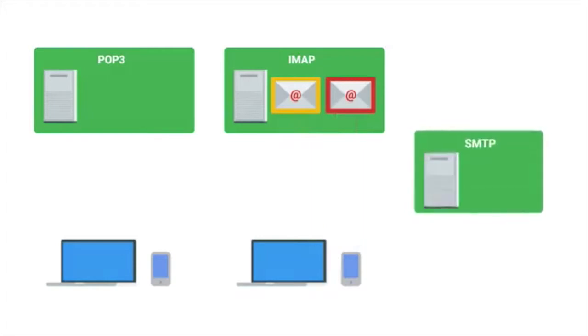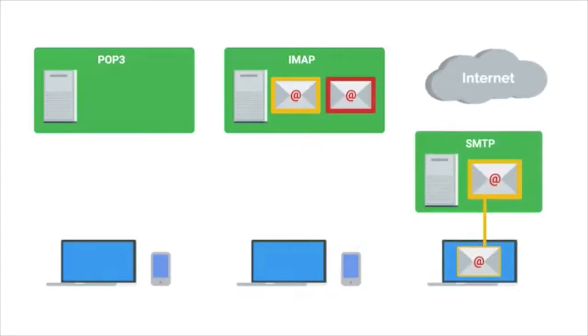Speaking of IMAP, or Internet Message Access Protocol, it allows you to download emails from your email server onto multiple devices. It keeps your messages on the email server. This email protocol is one of the more popular ways to retrieve email. Last up is Simple Mail Transfer Protocol, or SMTP, which is a protocol used for sending emails.